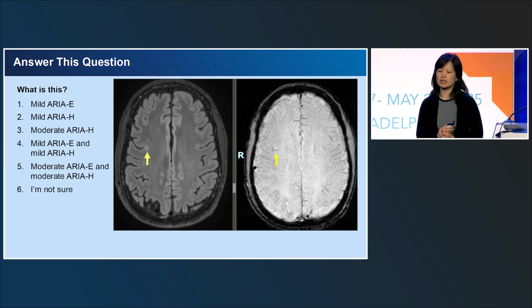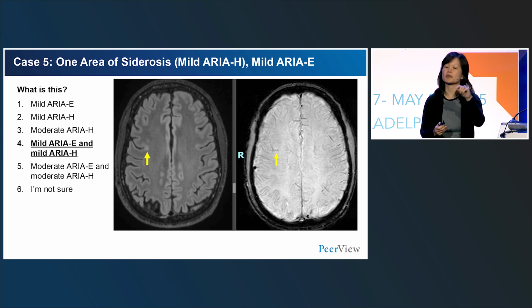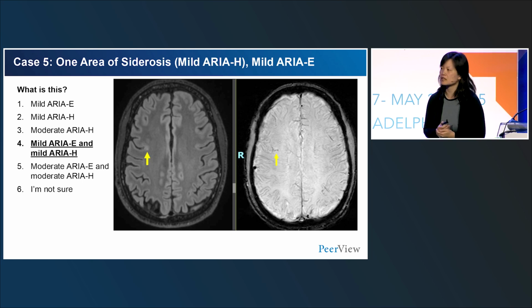Here's the next question. So you can see now there are 2 arrows. So again, not only seeing whether or not there's ARIA, but also grading it. So you can see there's this little area of T2 hyperintensity just along the bottom of that sulcus in that right frontal lobe. And that little deep part of the sulcus also has a little bit of siderosis. And you can imagine flipping through all these images, it'd be so easy to miss, right? That tiny little area along the sulcus. But that's why it's important to really look at these cases very carefully. So indeed, this was correct number 4, mild ARIA-E and mild ARIA-H.